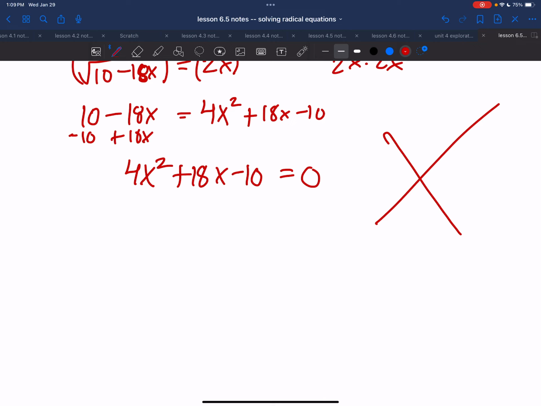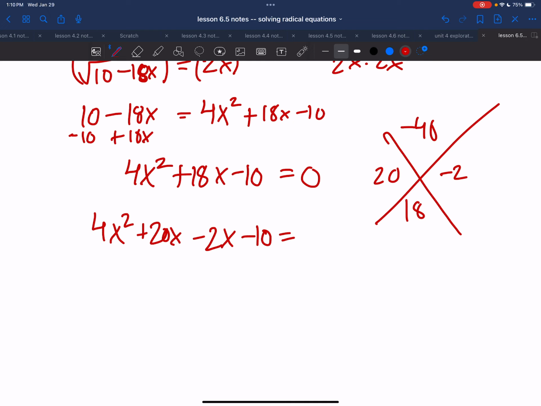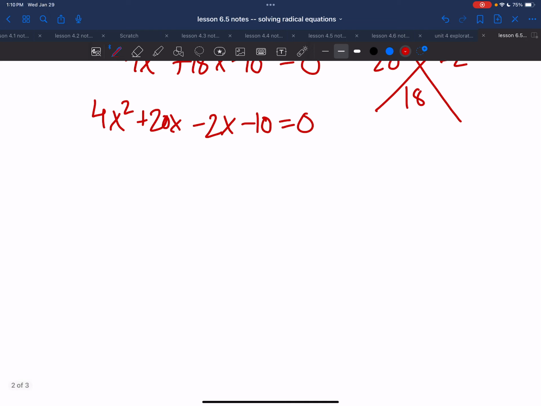factoring time. 4 times -10 is -40, right? We're doing that, and then 18 down here. This will be 20 and -2 to make this work. In which case, we're going to do the grouping method. 4x squared plus 20x minus 2x minus 10 equals 0. And then you just group.